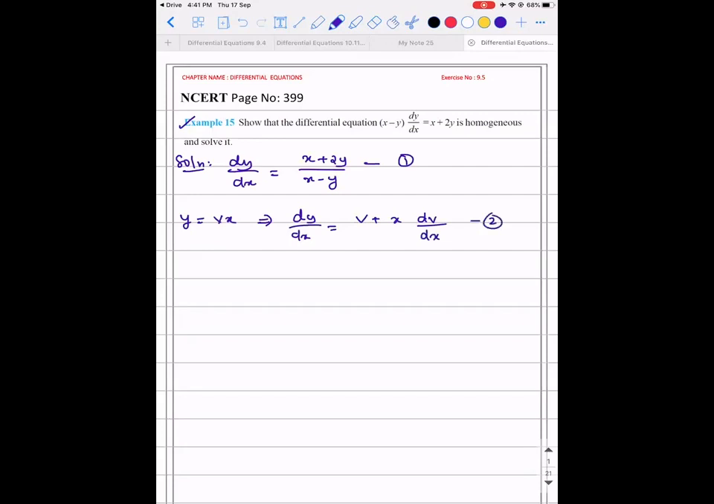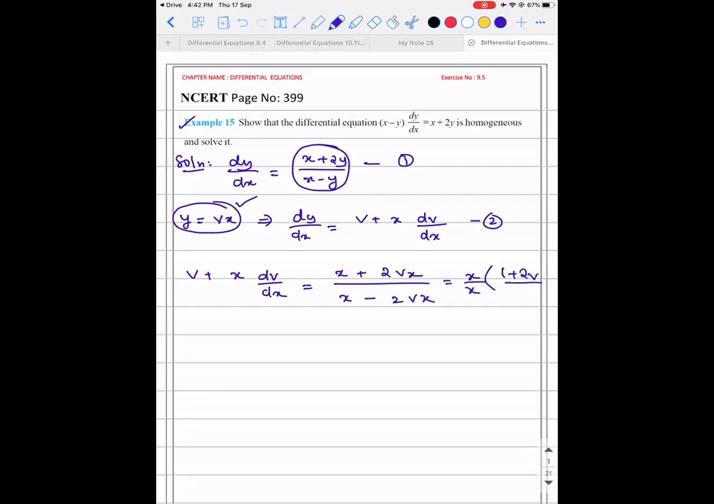This is a very standard form, equation 2. So what should we do? The second and the first one should be equated. So v plus x into dv by dx is equal to, I'm sorry, I forgot one step. You have to substitute y is equal to vx wherever y is there. So x plus 2 times vx divided by x minus vx. Did you understand what I'm doing? So what is common? x divided by x into 1 plus 2v divided by 1 minus v.